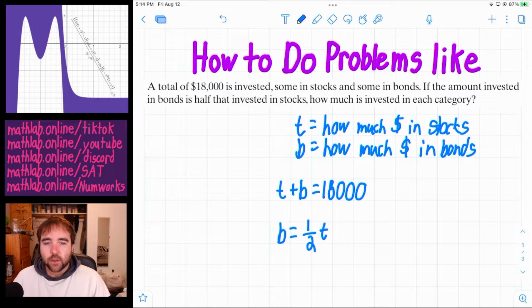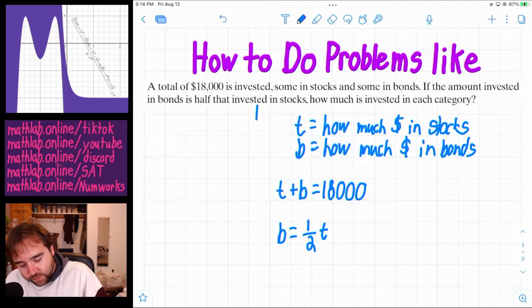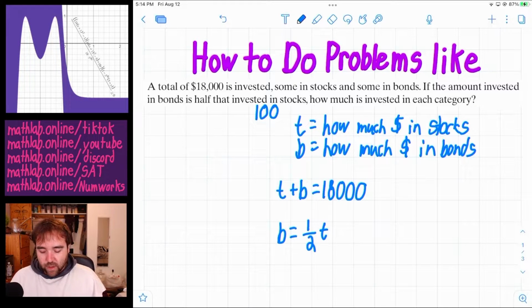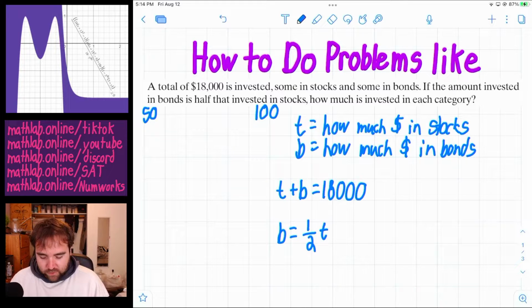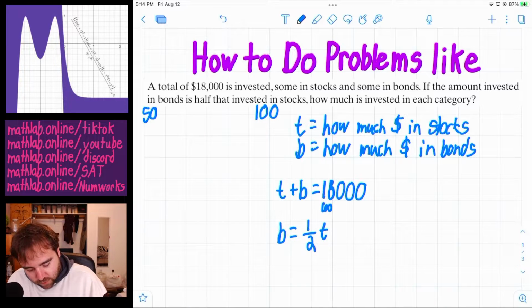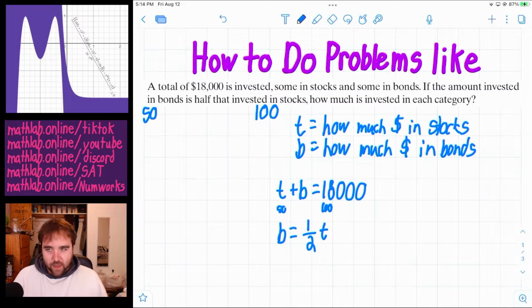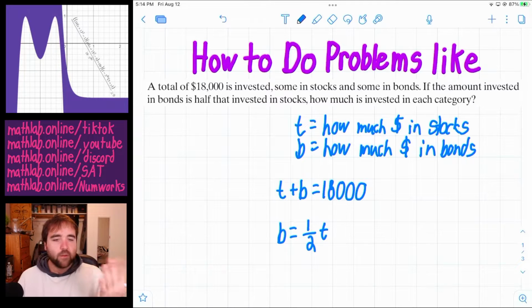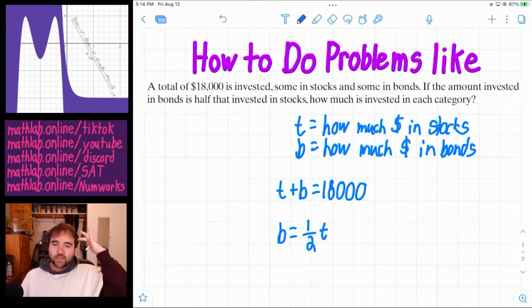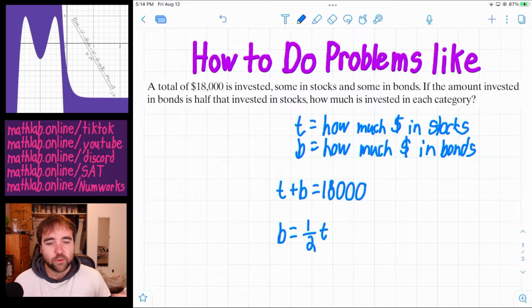I like to plug in a number and make sure the equation makes sense. So I look at the sentence in the problem: the amount invested in bonds is half that invested in stocks. So if I invest 100 in stocks, the amount invested in bonds is half of that, so it should be 50. Let's make sure that works for the equation. If T is 100 and bonds is 50, yeah, our equation works. I really like to do that little step to make sure I have the equation the right way. Because in my mind, it's like, which one do you put the 1/2 on? When you check like that, you know you put the 1/2 on the proper one.